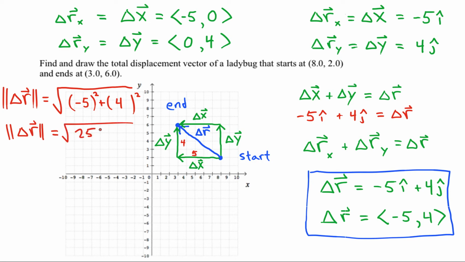That'll be 25 plus 16, which is the square root of 41, which is approximately 6.4. I'll use the same number of sig figs that we were given in the original numbers. Okay, so that looks reasonable. If the horizontal component is a 5 and the vertical component is a 4, then it's reasonable that this length could be 6.4.